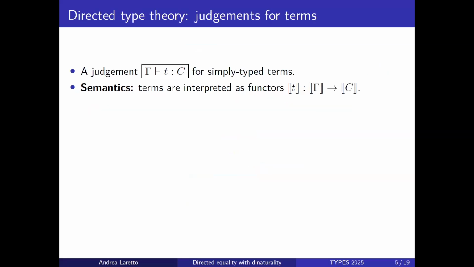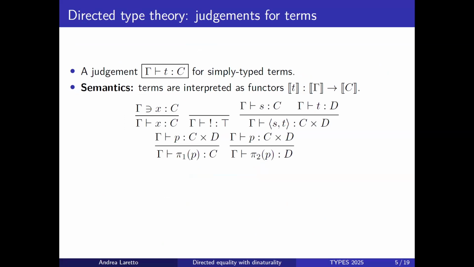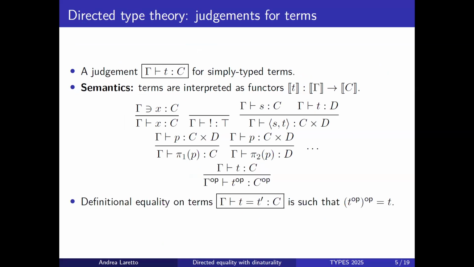Then you have a judgment for terms, which are just simply typed. There's no type dependency here. Terms are just functors from gamma into C. And here you just have the usual stuff you have also in simply typed lambda calculus. For example, you have variables, you have the functor into the terminal category, the product of two functors in this sense, the projections are functors. And then if you have a functor from gamma into T, you also have a functor into T op. It's also pretty reasonable. And also a definitional equality on terms such that T op op is equal to T.